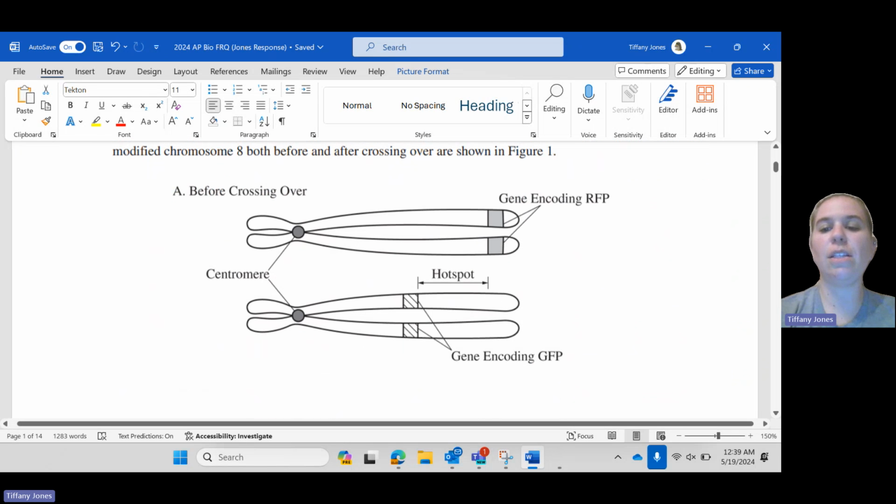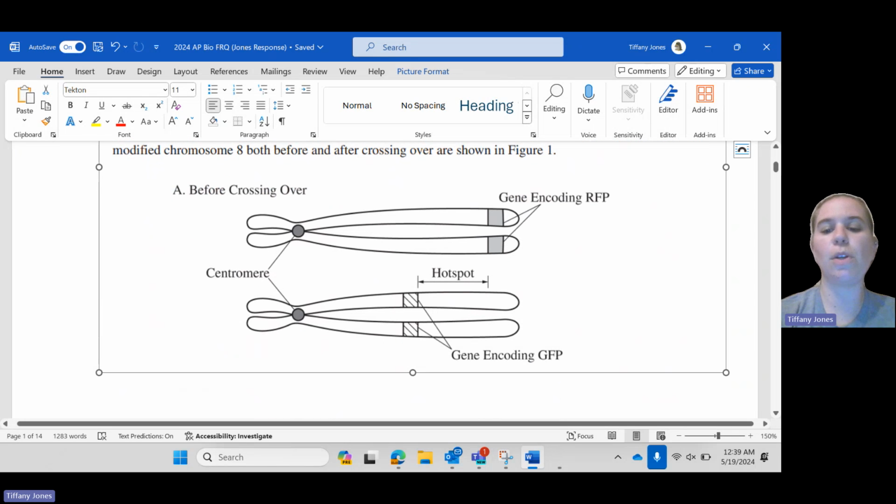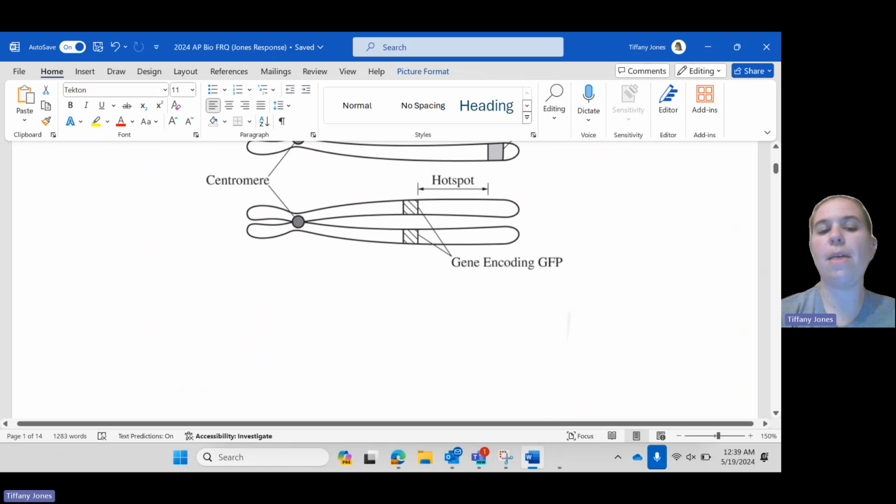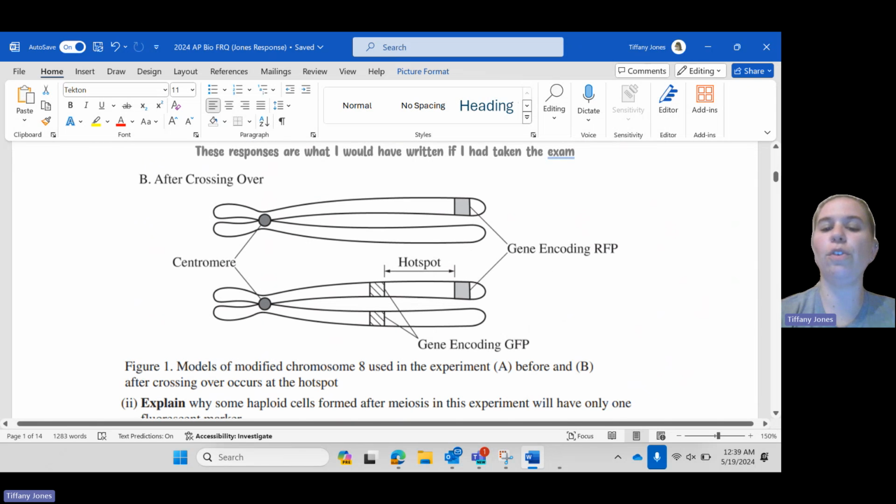They have different genes. There's a red fluorescence protein as well as a green fluorescence protein, and they're seeing what happens after it crosses over. So it crosses over. We see that only the 2 inside ones are going through that crossing over process. So we have one chromatid that has the red protein, one that has none of the fluorescence, one that has both green and red, and then one that just has green.